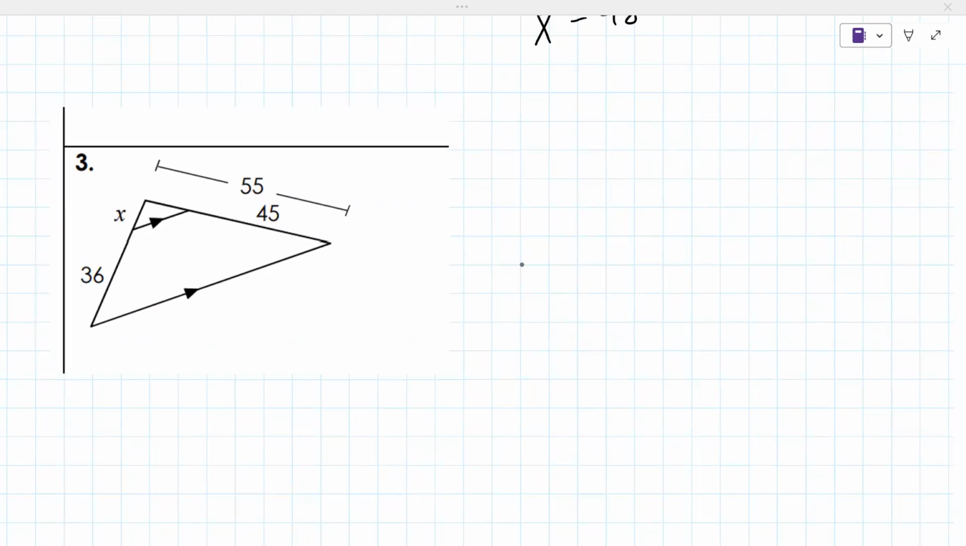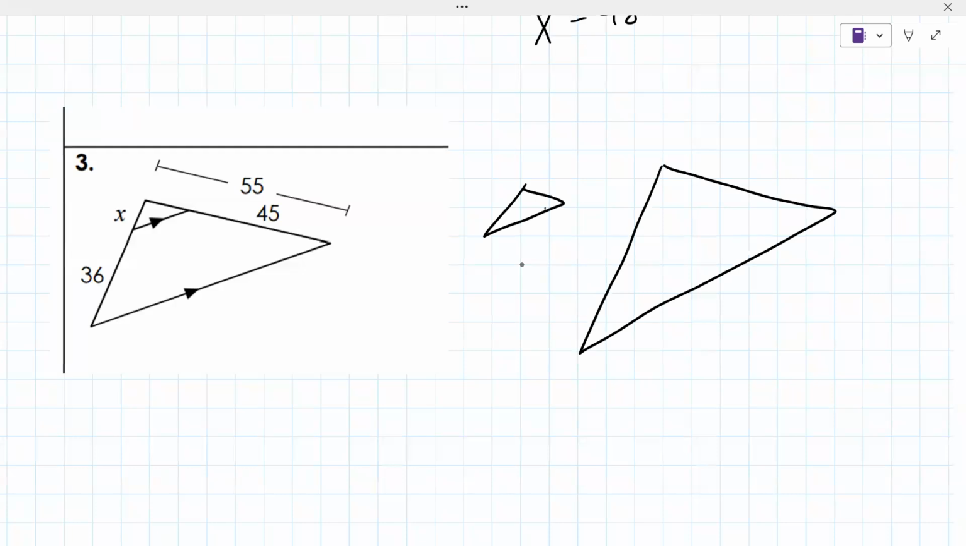All right, so the way this works is there's a small triangle and there's that larger triangle. This is given as 55. Can you give me any of the others? And actually, this one is given as X. So can you tell me what the small side is and the large side?